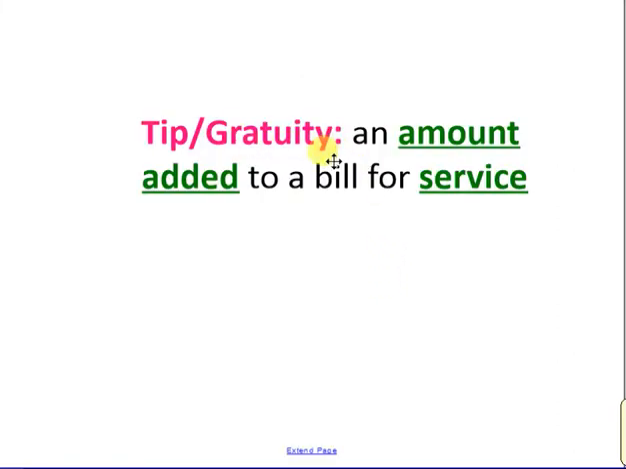First of all, what is a tip? A tip is also called gratuity. So if you see the word gratuity, that's important to know that that means tip. It is an amount, a dollar amount, that is added to a bill for a service. So you usually tip when you go to restaurants or if you get your hair done and for any other service.